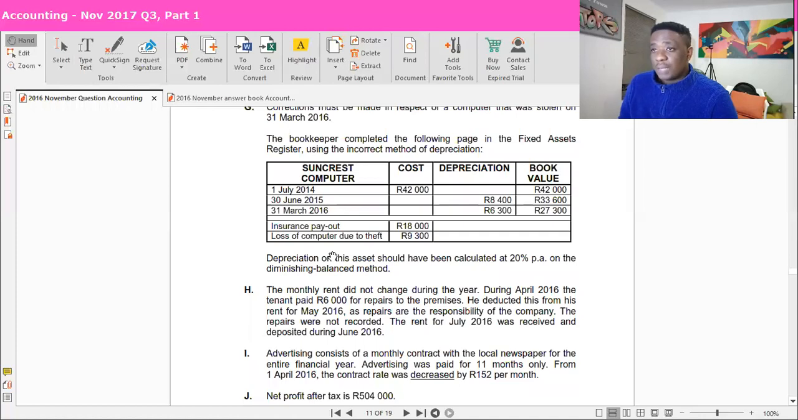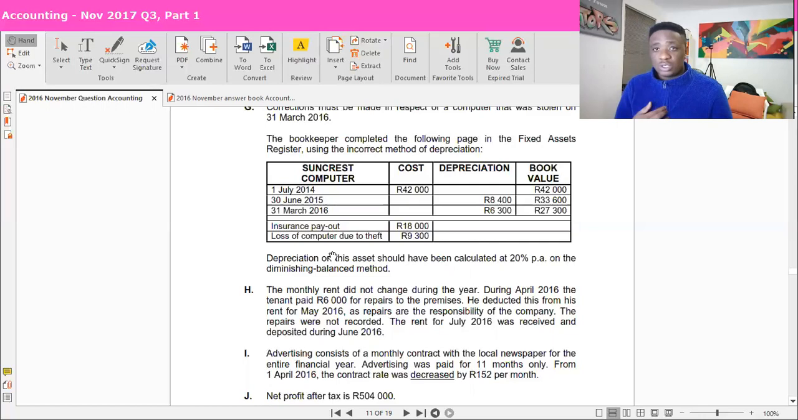And then they say during April 2016, the tenant paid 6,000 for repairs to the premises. He deducted this from his rent for May 2016, as repairs are the responsibility of the company. The repairs were not recorded. So he said, okay, let's assume that his rent is 7,000, but I paid for repairs of 6,000. So I'm only going to settle 1,000 of the rent, and then they didn't even record that amount.